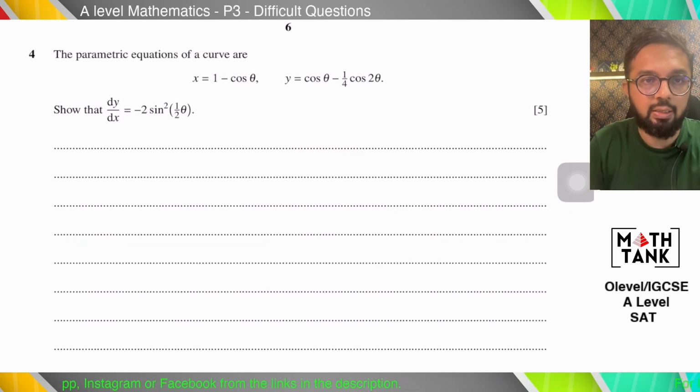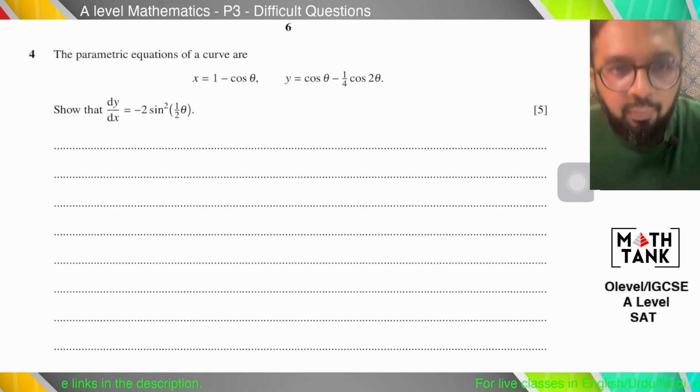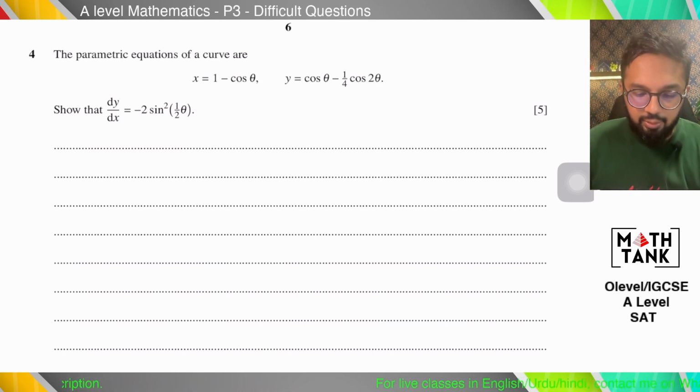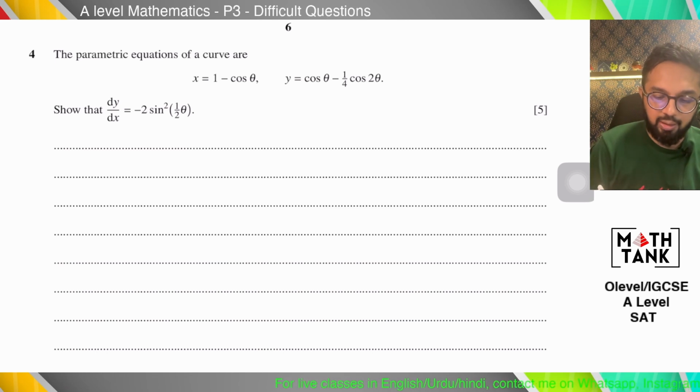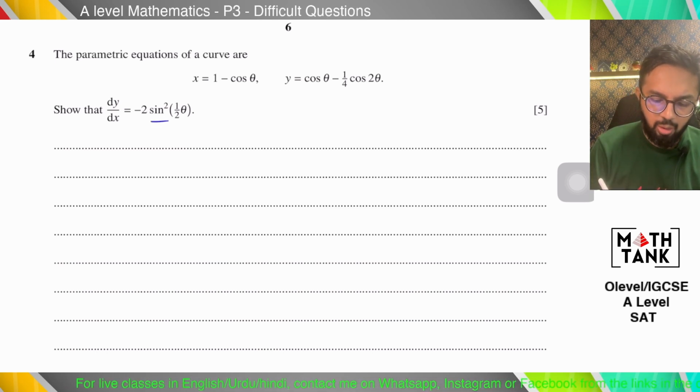The first question says the parametric equations of a curve are this and that. Show that dy over dx equals minus 2 sine square half theta. Now half theta is something that doesn't pop up a lot. Let's see what we can do about this.